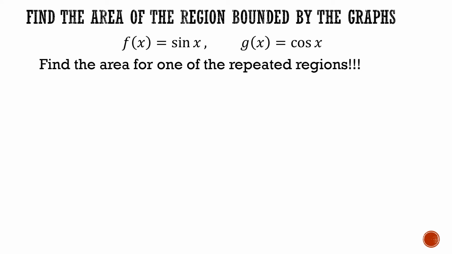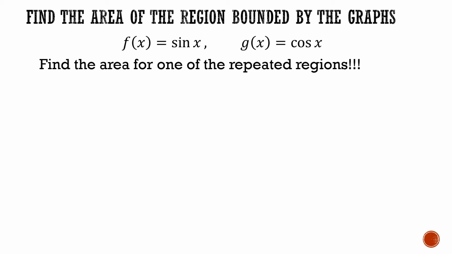All right, so the next example, it says find the area of the region bounded by f of x equals sine of x and g of x equals cosine of x. And they want us to find the area for only one of the repeated regions. Remember, the graphs of sine and cosine do go on forever, so I don't want to do the whole function out to get an infinite type answer. But if I do just one of my repeated regions, I should be able to find that area.